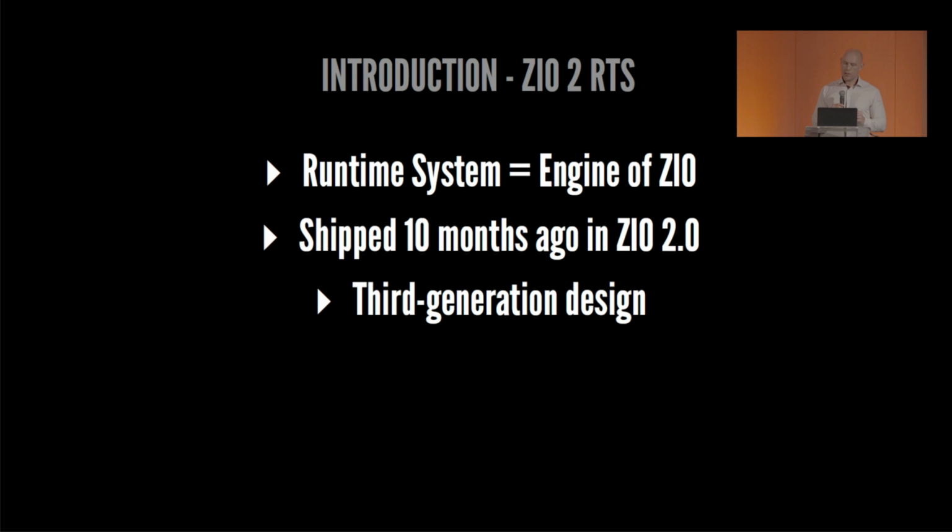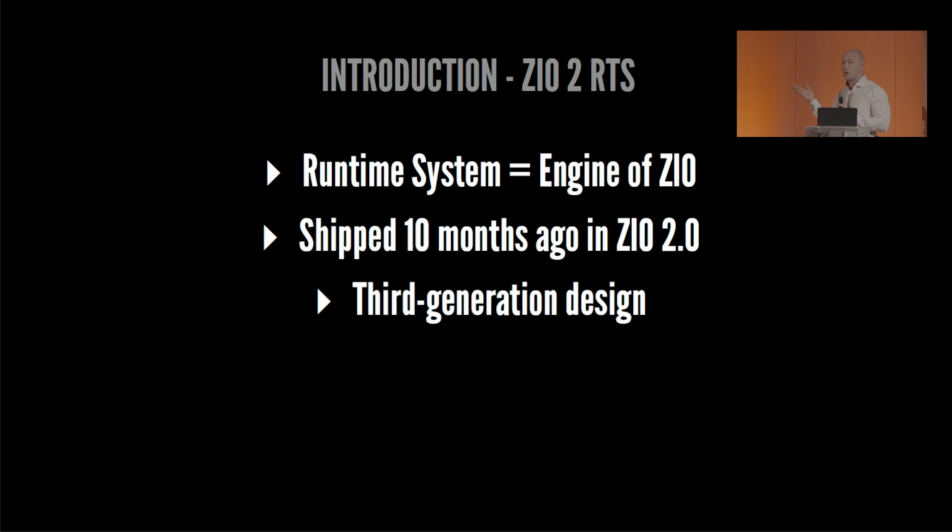So ZIO 2 featured a completely new runtime system. Pros and cons of that, I'm not going to go into depth on that tonight, but I did a very, very lengthy blog post on the new runtime system at dgoes.net if you want to take a look. Brand new. Shares zero code with the runtime system of ZIO 1. And it shipped 10 months ago.